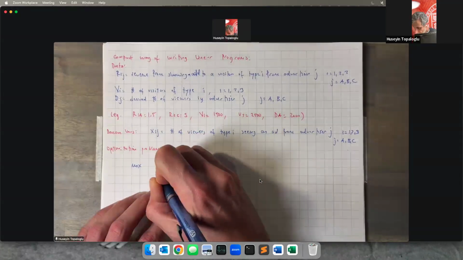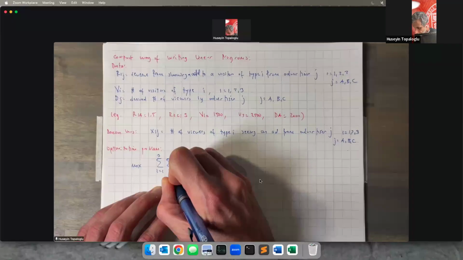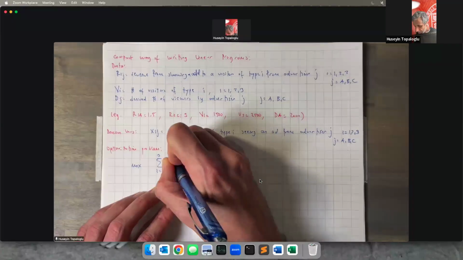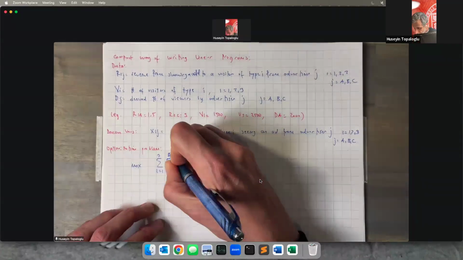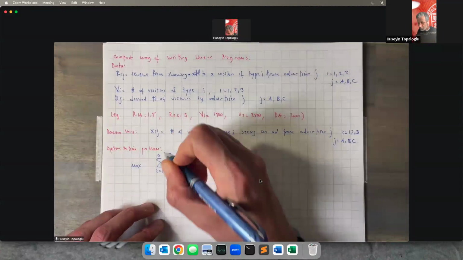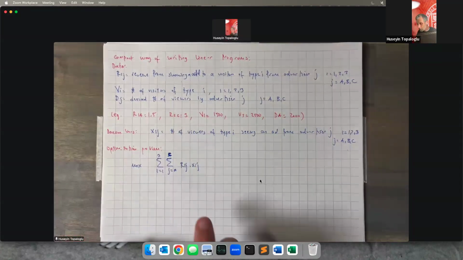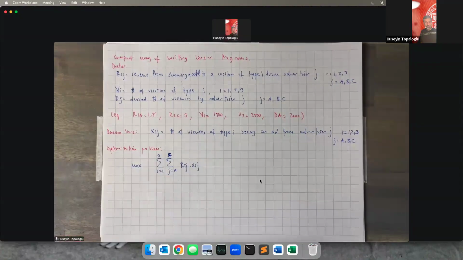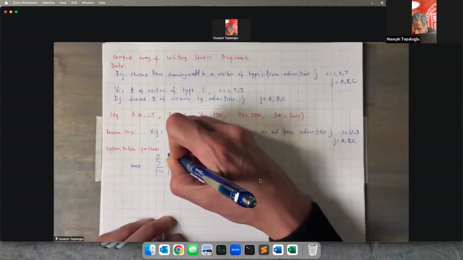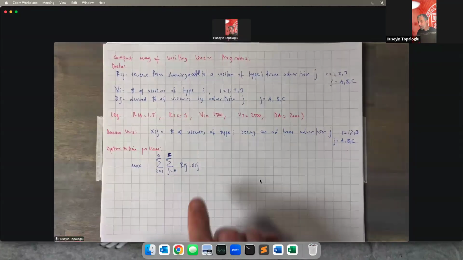Add over all visitor types, i is from 1 to 3. Add over all advertisers, j is over A to C. This is the total revenue we collect from all visitor types and from all the advertisers, which is what we're trying to maximize in the objective function. So this is a compact way of writing our objective function.